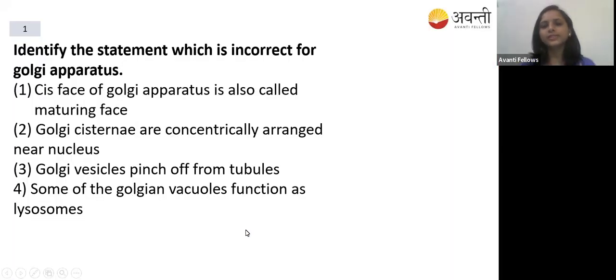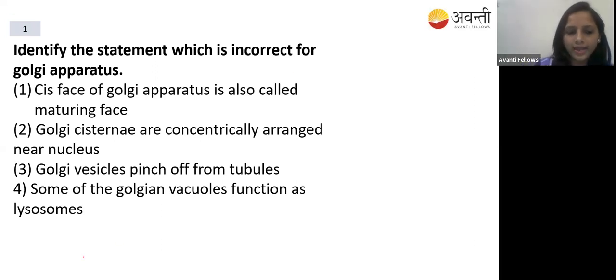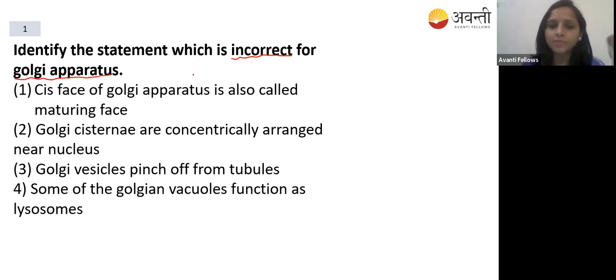Okay, so this is the first question. The question is: identify the statement which is incorrect for Golgi apparatus. In the options, you have to select the incorrect statement. You all know about the Golgi apparatus, right? That is the organelle which is present in the cell. This is from the chapter Cell.